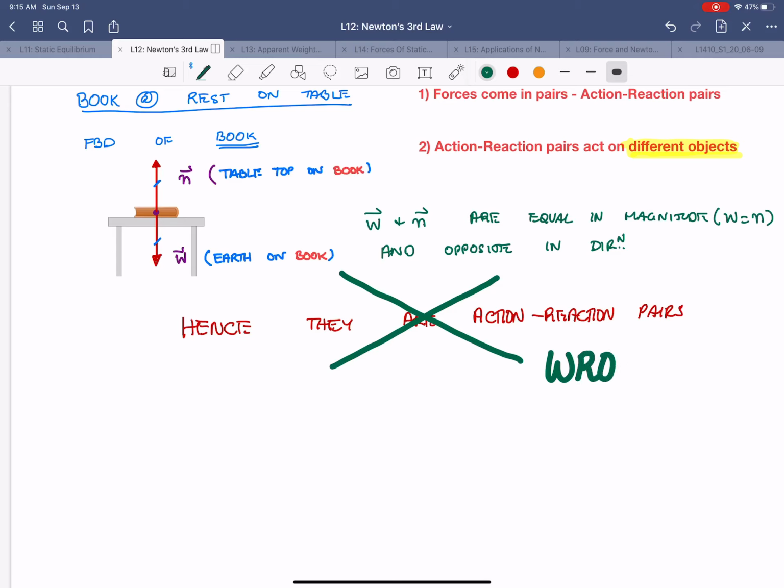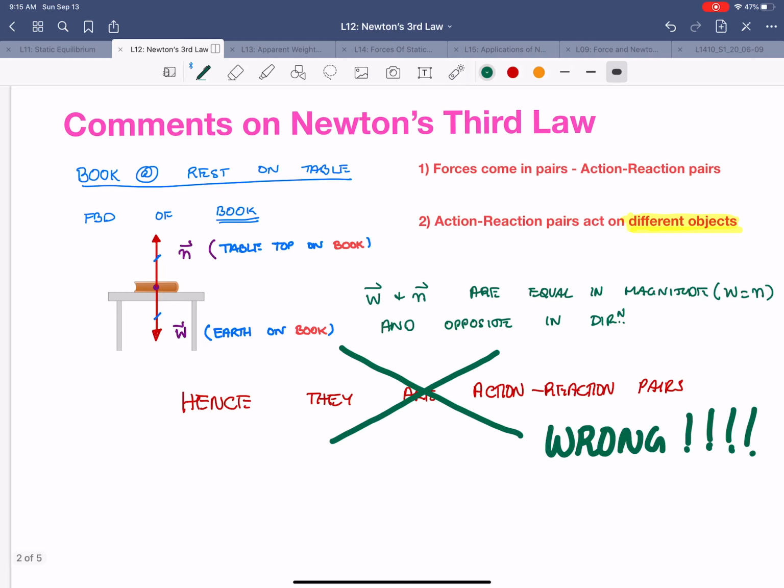Let me write it in a thick font. That's wrong, okay? Just because two forces are equal in magnitude and opposite in direction does not make them action-reaction pairs. Again, going back to these remarks that I wrote down, notice we said that action-reaction pairs act on different objects. These are two forces acting on the same object, so they could never be action-reaction pairs.